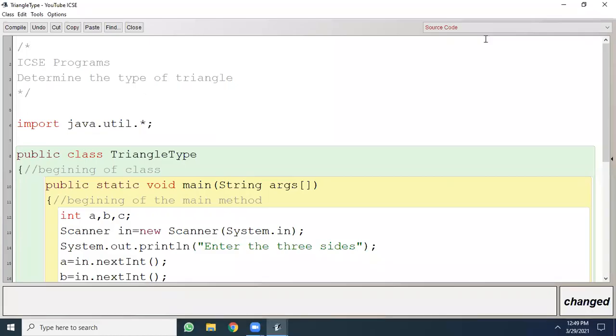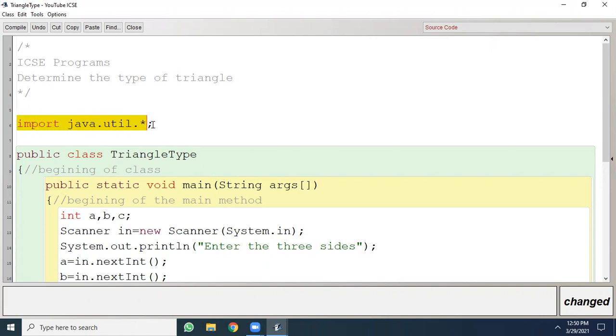Hello everyone, today we shall study our next Java program, determine the type of triangle. We shall ask the user to enter three sides of a triangle, and based on the three sides we shall determine whether a triangle is possible or not. And if it is possible, we shall determine what type of triangle is possible.